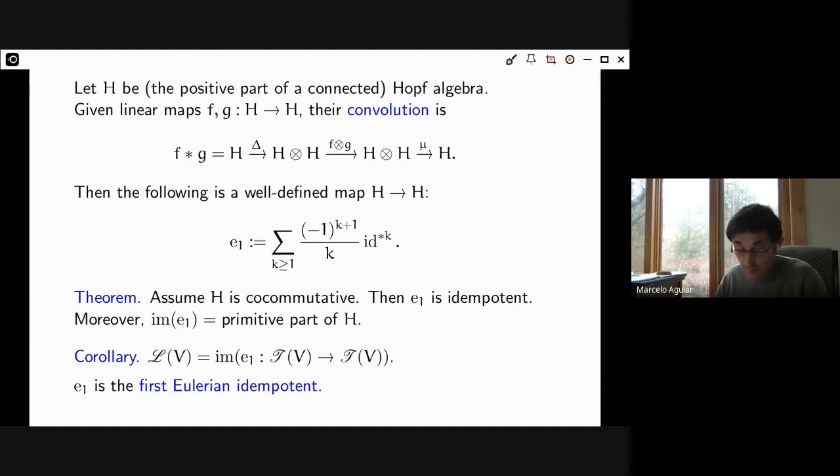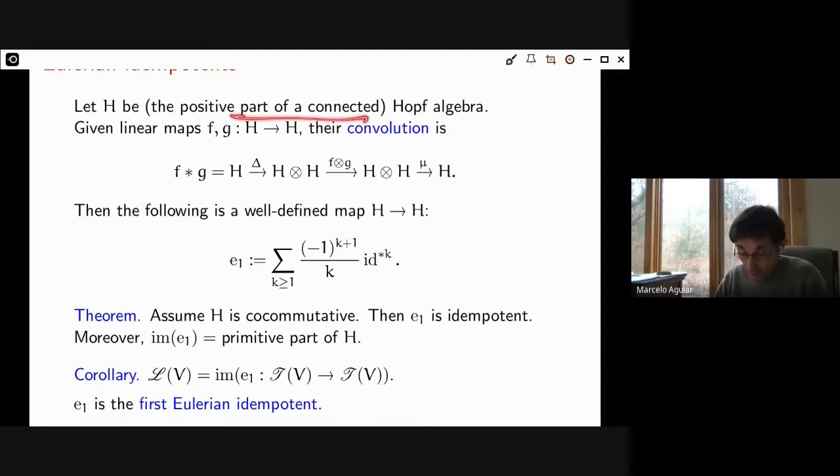So these are all basic facts about connected Hopf algebras that I am recalling. In particular, if we apply this to the tensor algebra, which is a Hopf algebra of this kind, and it is co-commutative, well then, according to Friedrichs, the image of this operator should be the free Lie algebra, okay? Because the free Lie algebra, remember, was the primitive part of the tensor algebra. This is called the first Eulerian idempotent. There are additional higher Eulerian idempotents, which are defined as convolution powers of the first Eulerian idempotent, normalized in a certain manner, divided by k factorial. I'm going to focus on the first Eulerian only.